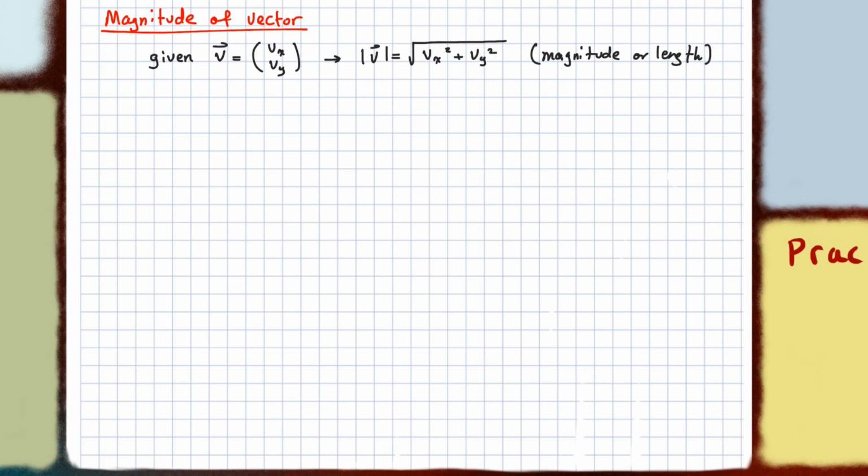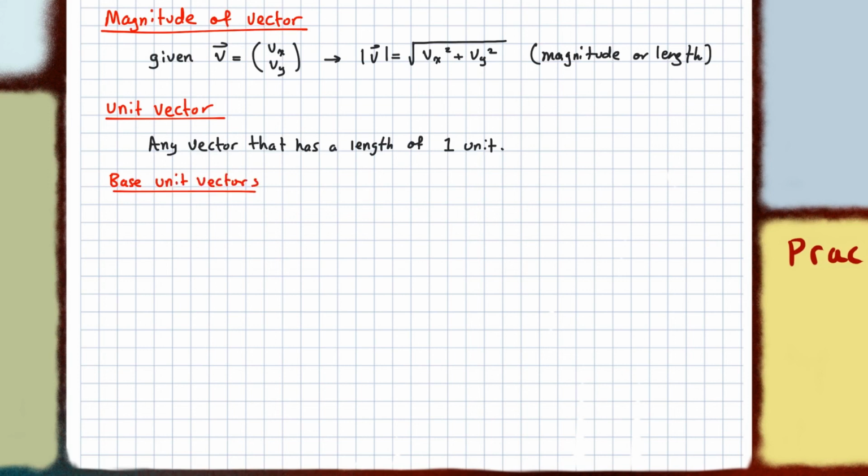The next concept that we want to discuss is unit vectors. Unit vectors are any vectors that have a magnitude or length of 1, and they're mostly used to show directions. We'll go into a lot more detail on this in future lessons. Let's now talk about base unit vectors. There are 3 major base unit vectors, and today we're going to discuss 2 of them.